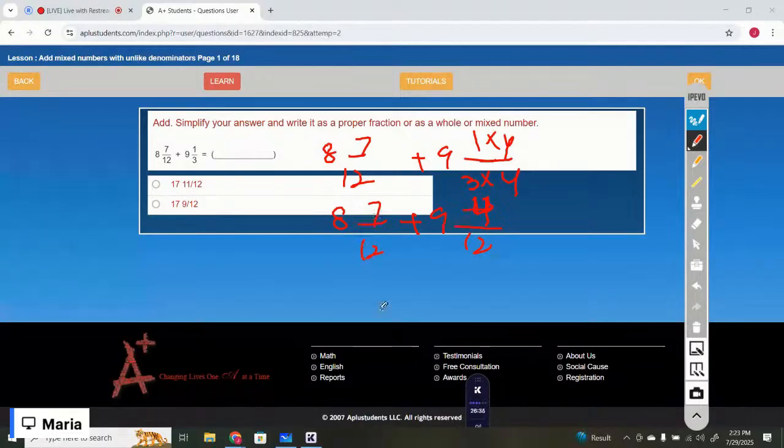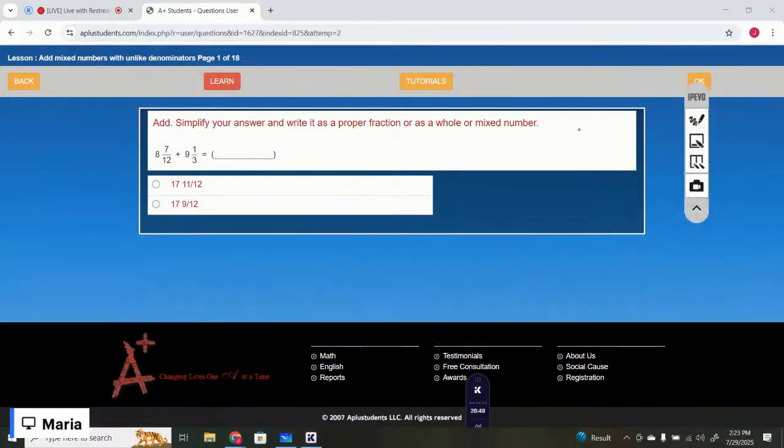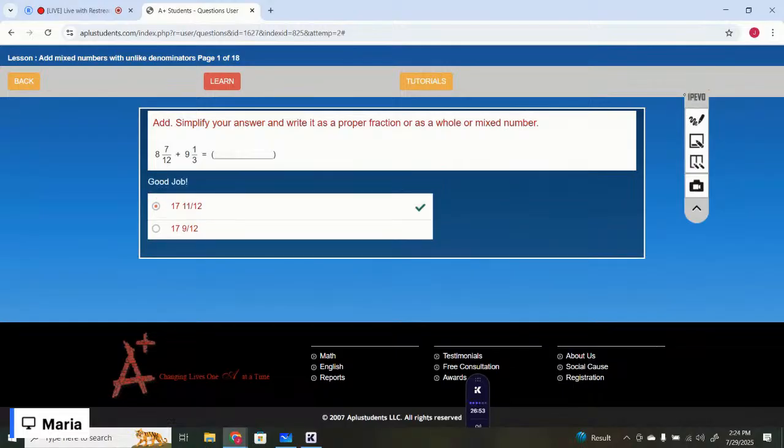So 8 plus 9 is 17. 7 plus 4. Add whole number to whole number, numerator to numerator. 7 plus 4 is 11. That is 17 whole 11 over 12. Option number 1 is the correct option. 17 whole 11 over 12 it is.